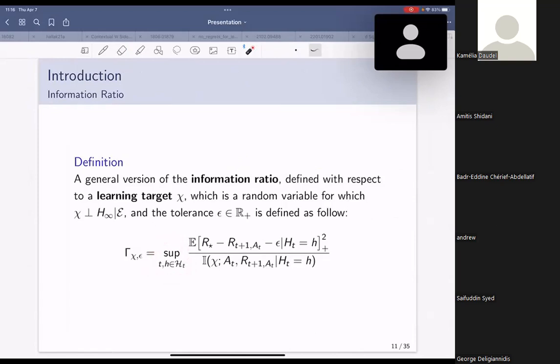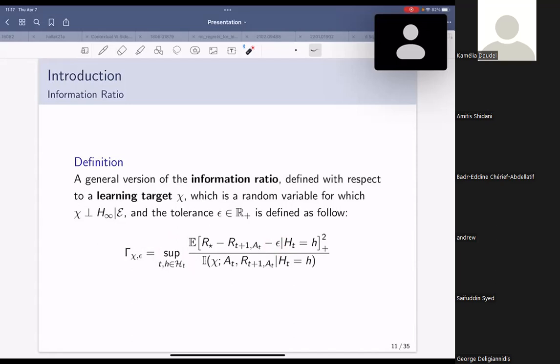The other thing is that we let ourselves not compare ourselves with the optimal case, but with a tolerated version of it. So we are giving ourselves a tolerance epsilon here, which means that we are comparing ourselves to R star minus epsilon instead of comparing ourselves to the optimal case. And of course, epsilon can be very, very small, so it's not a very big limitation.